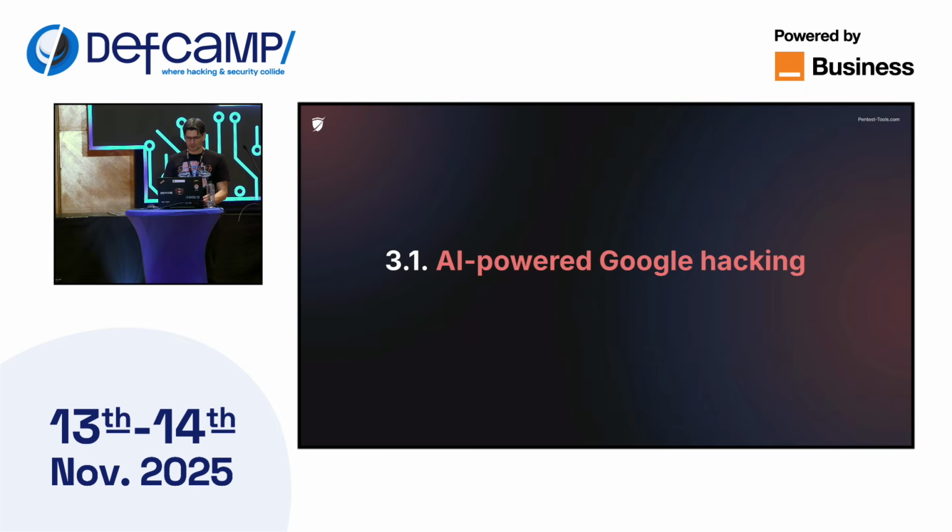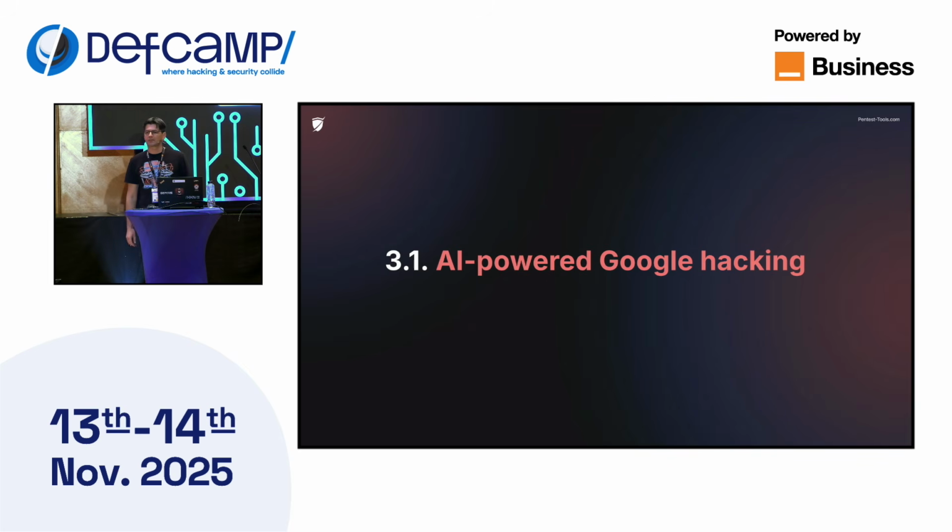And the first scenario that I wanted to show you, I called it AI-powered Google hacking. As you probably know, when we start a security assessment, a pen test, we want to gather as much information as we can about the target. And first of all, we want to do this passively. Passively meaning that we interrogate any public database that we know with information, and the biggest one still is Google.